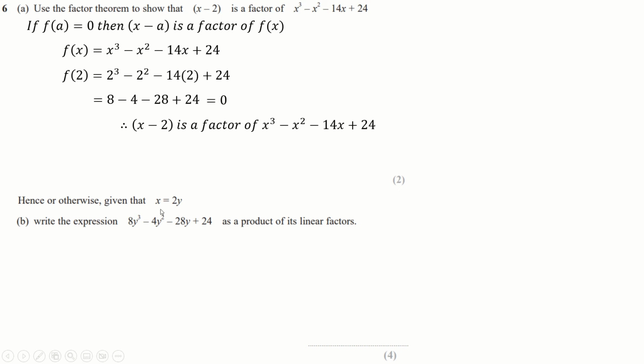Hence or otherwise given this thing here. So what we want to do is write all of this in terms of 2y. So this here is 2y all cubed, because 2 cubed is 8. And this here is 2y all squared, because 2 squared is 4. And likewise here, it doesn't need as much changing. But then we can replace these with x's, right? And when you do that, you realize that you've just got the thing that you were looking at before.